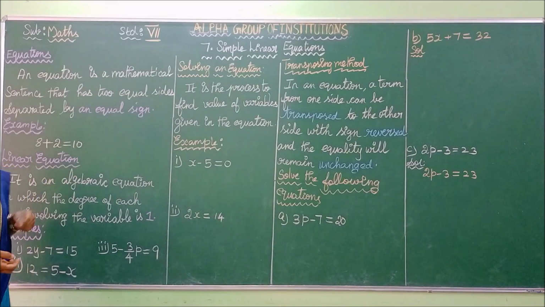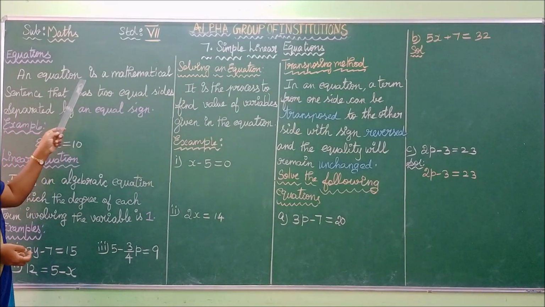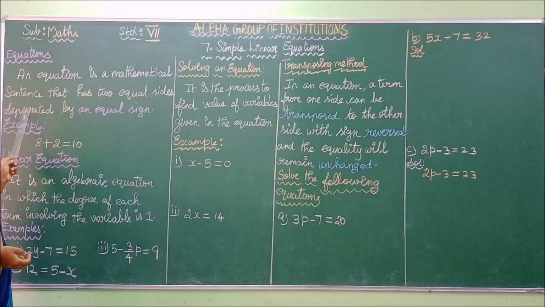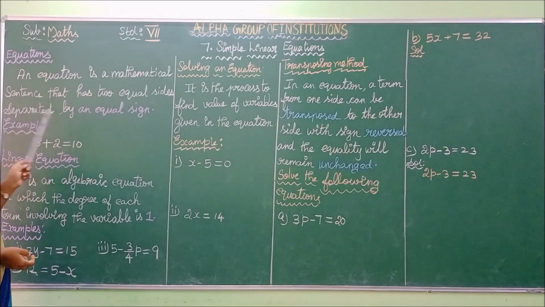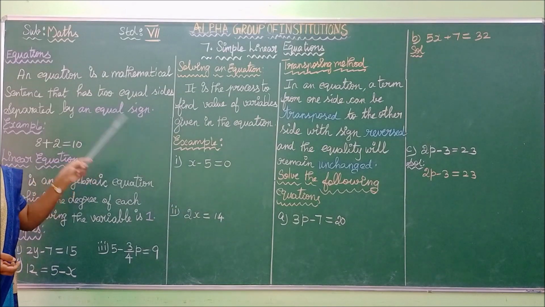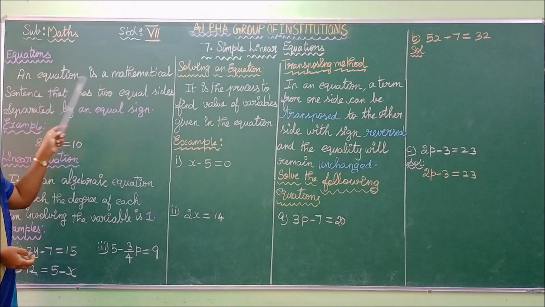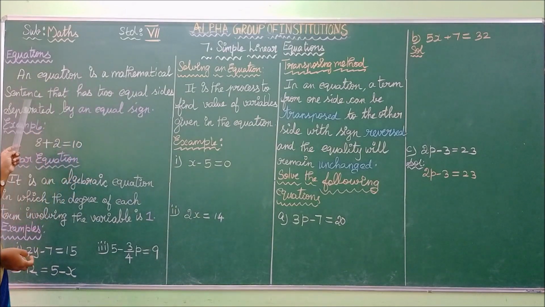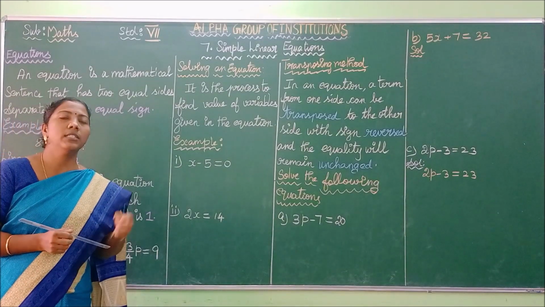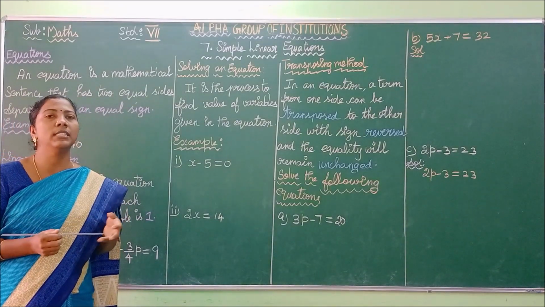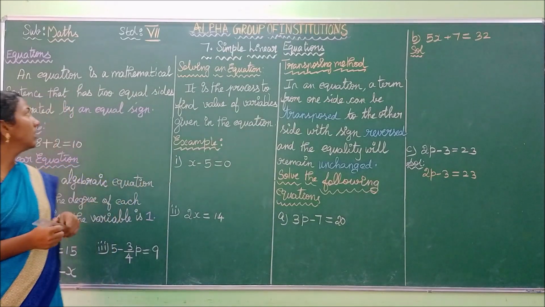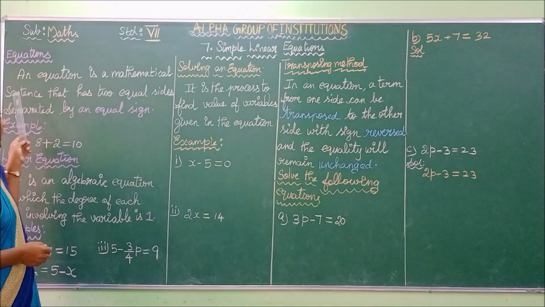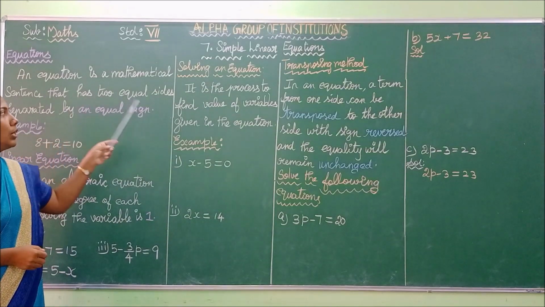What is meant by equations? An equation is a mathematical sentence that has two equal sides separated by an equal sign. A mathematical sentence means it has numbers, variables and operations like addition, subtraction, multiplication, division. It is said to be a mathematical sentence that has two equal sides.